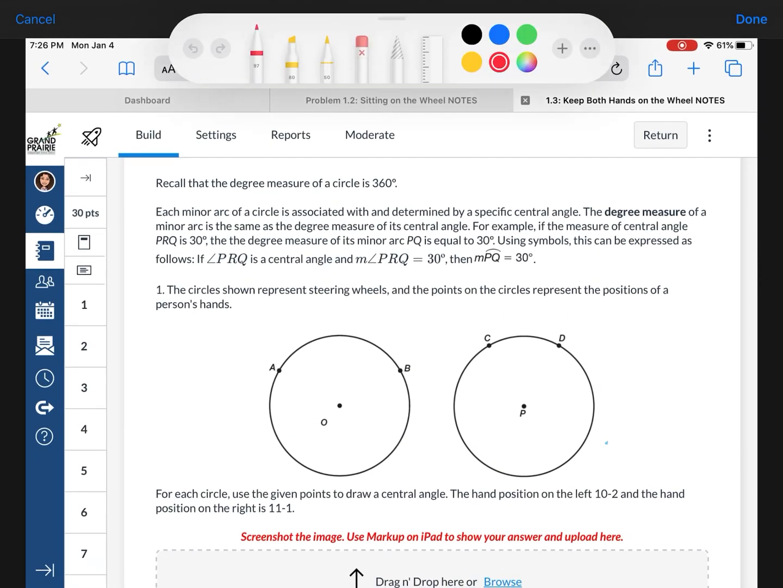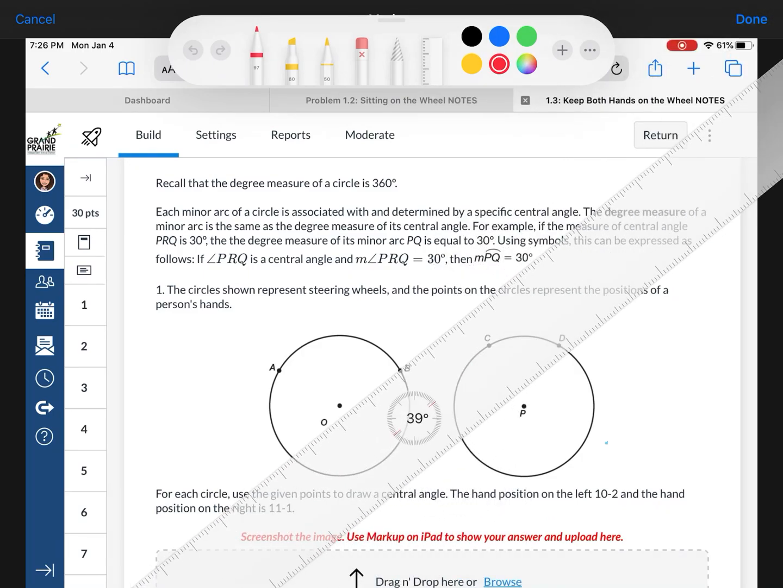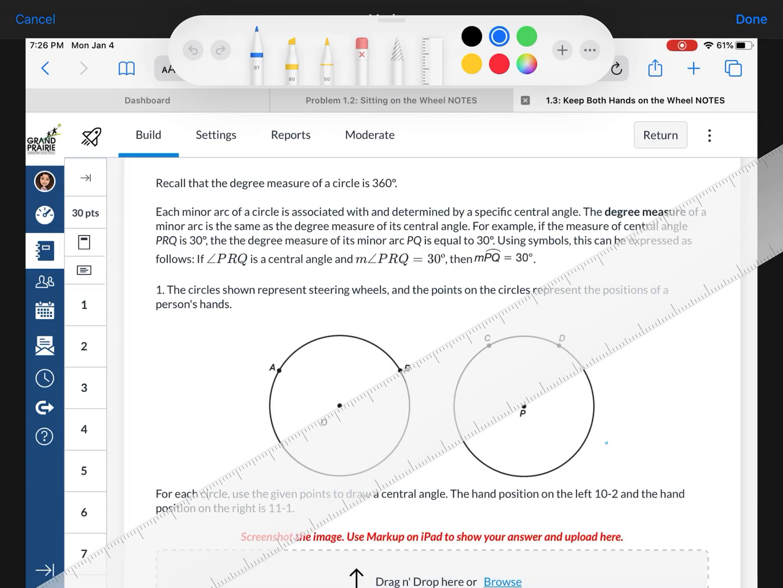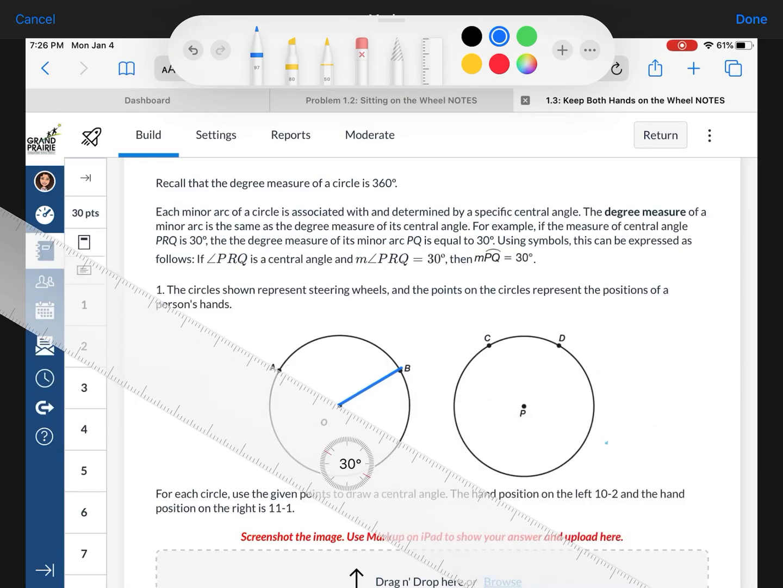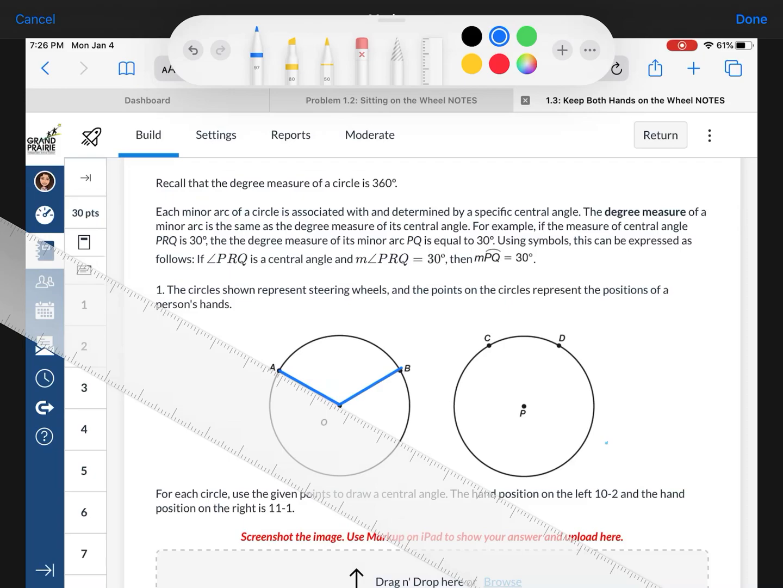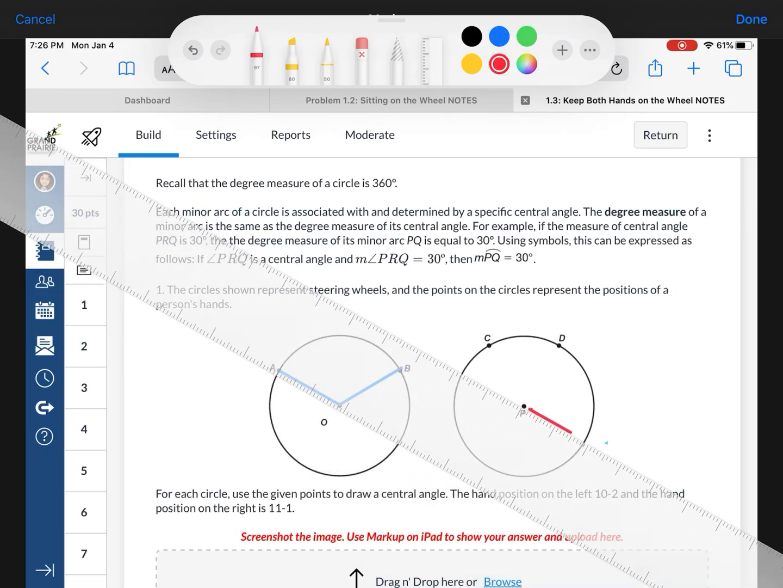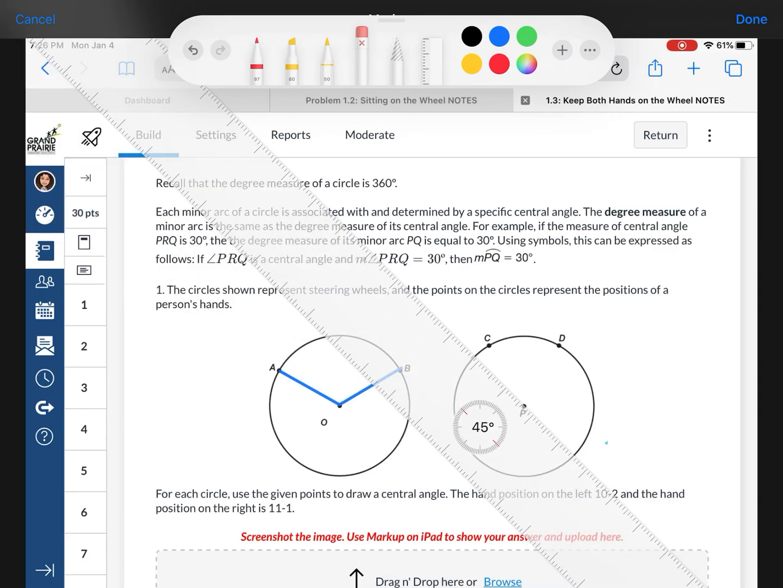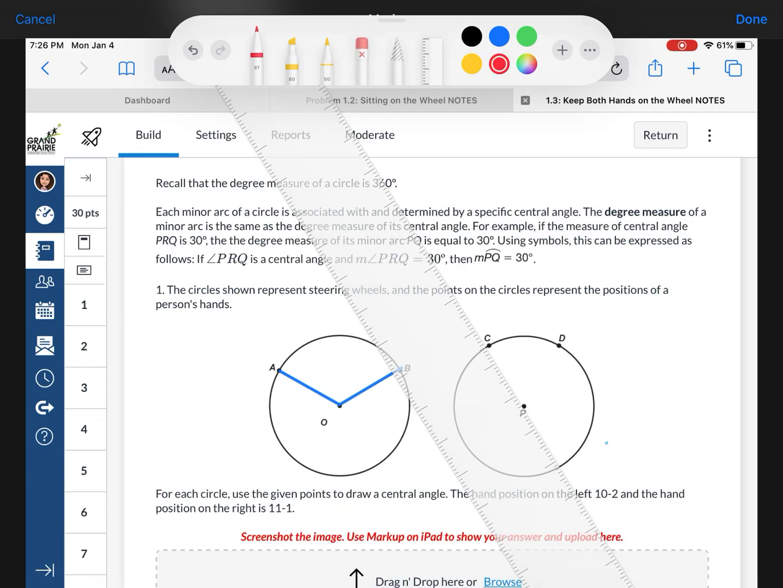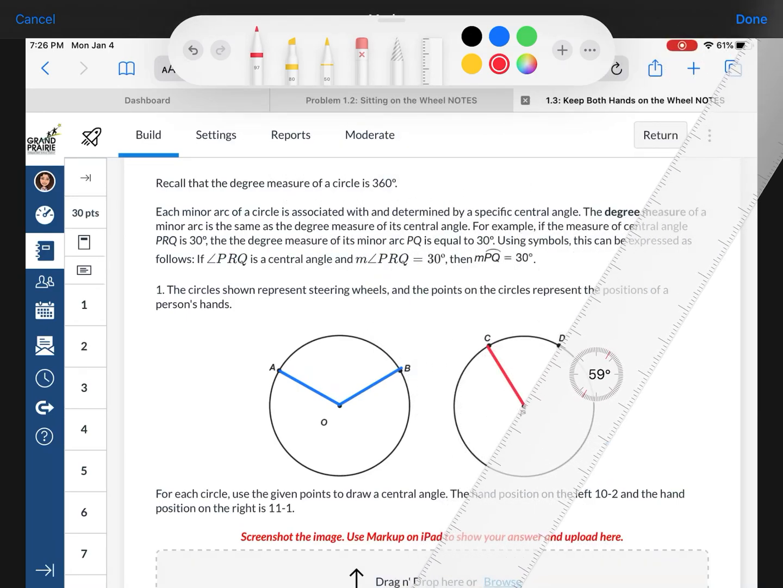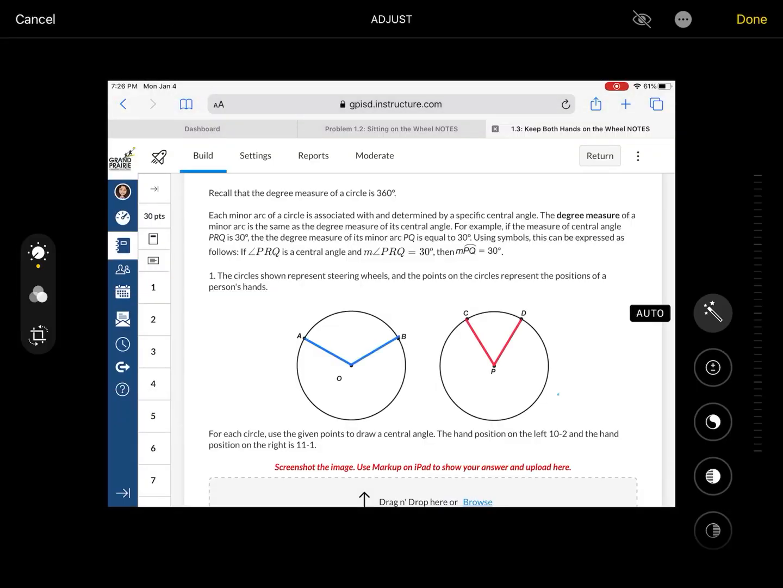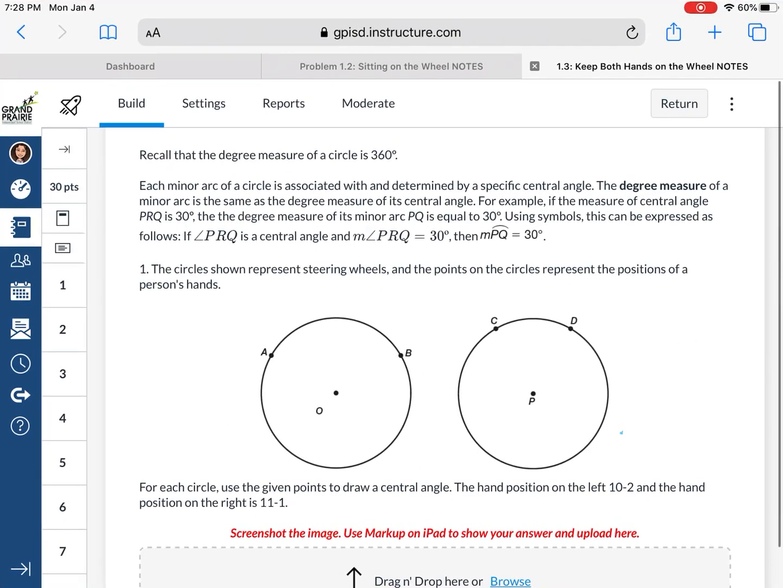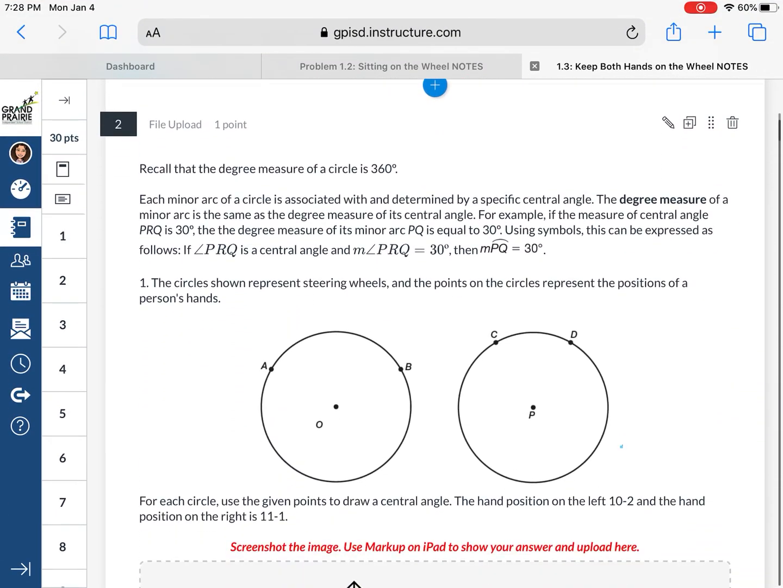All right. So we take our ruler. There's that. Oopsie. And done. Okay.